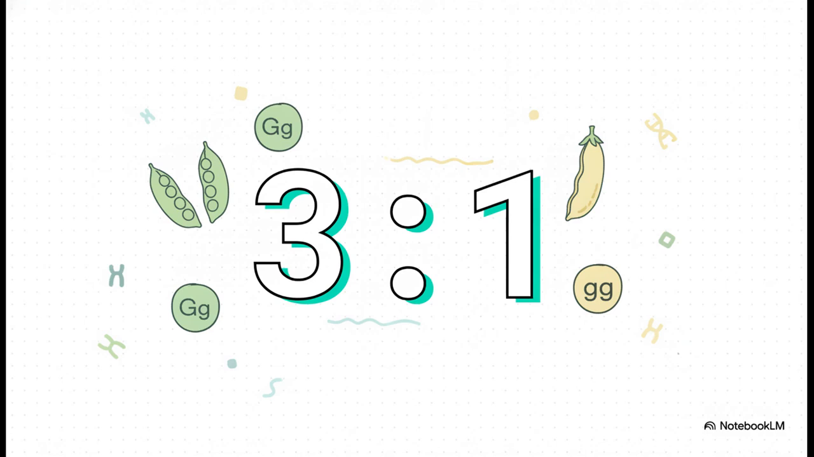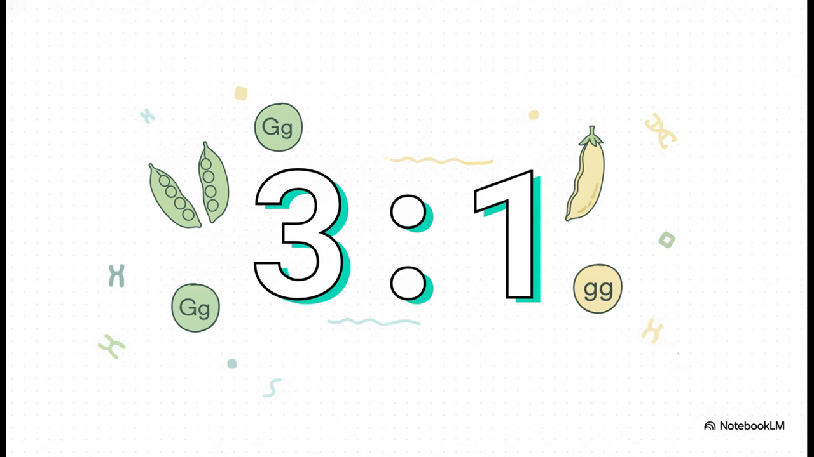If you cross two heterozygous parents, let's say two of those Gg green pod plants we talked about, the resulting generations will exhibit a famous 3-to-1 phenotypic ratio. Out of 4 possible combinations, 3 offspring will inherit at least one dominant G and show the dominant green phenotype, while only one will inherit 2 lowercase g's and show the recessive yellow phenotype.